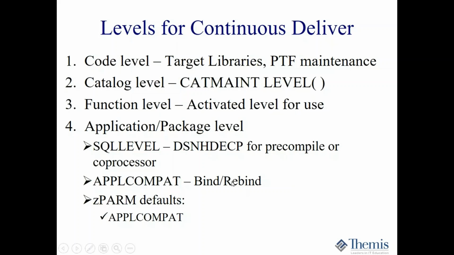Apple compat on your bind or rebind can be equal to whatever the activated level is. Let's say I activated 504. I can rebind under 504. If I set my ZPARM Apple compat to 504 on a bind of a new package, and the bind does not have the Apple compat option set, it picks it up out of the ZPARM. Rebinds do not look at the default in the ZPARM. If you rebind and do not code Apple compat, it picks up what the old package that's out there, application compatibility is, and just rebinds that at that level to see if there's a better access path.